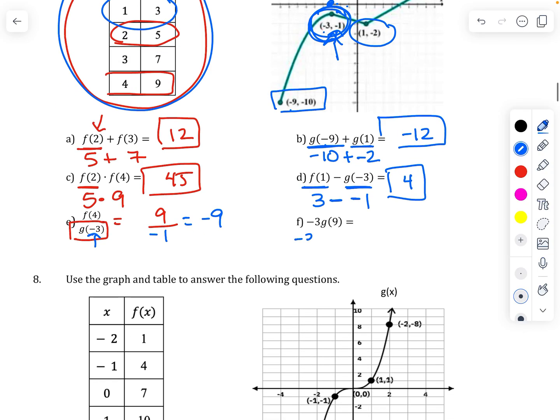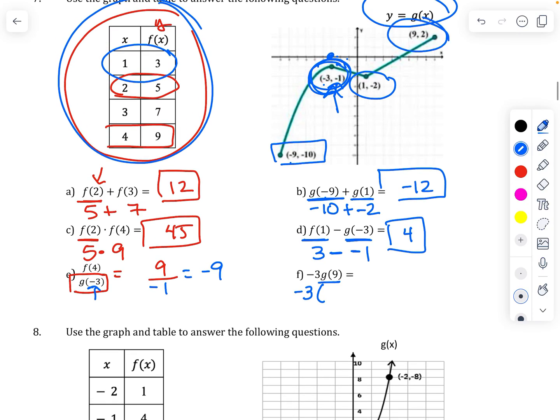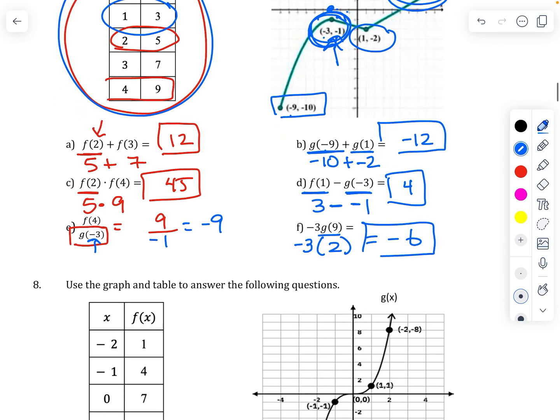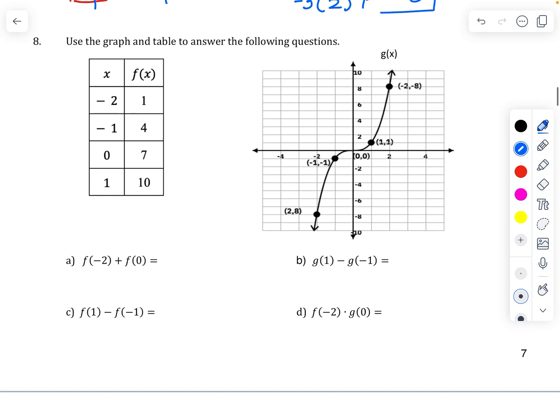And then lastly here, I'm going to take negative 3. I need to find g of 9. 9 is over here. The matching y is 2, so this is negative 6. Okay, the last problem here, same idea. Try it on your own and then come back to check your answers.